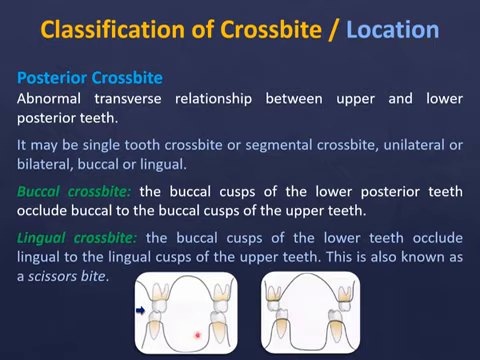Lingual crossbite, in which the buccal cusps of the lower teeth occlude lingual to the lingual cusp or palatal cusp of the upper teeth. So this is a lingual crossbite due to lingual position of the lower teeth. And this is called scissor bite.